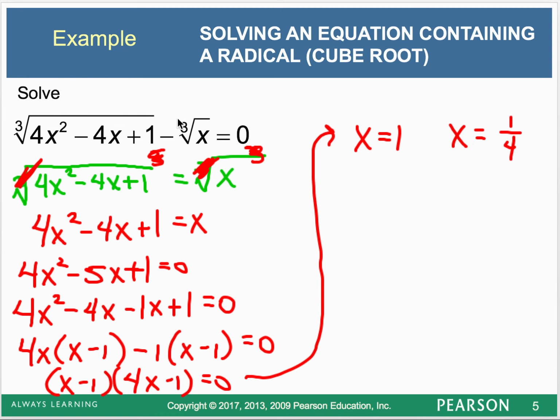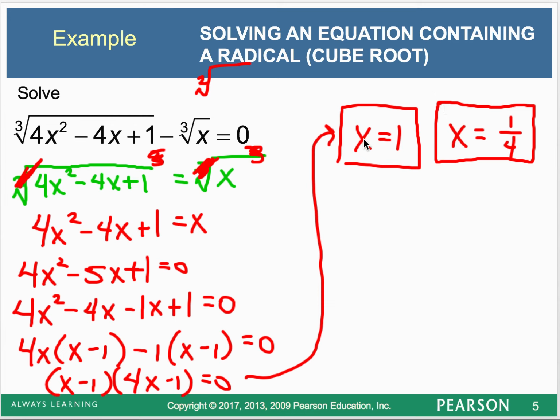And on ones that have odd indices right here, that's called the index. If it's odd, you don't have to check your answers. Only when they're even. If it was a 4th degree, I would have to check my answers, just like on the radicals where that's a 2, this means there's a 2 right there. We don't have to write the 2. It's understood to be a 2. Odd ones I don't, because I don't have that problem with distinguishing between positives and negatives like I do on an even exponent. So I can just box my answers.